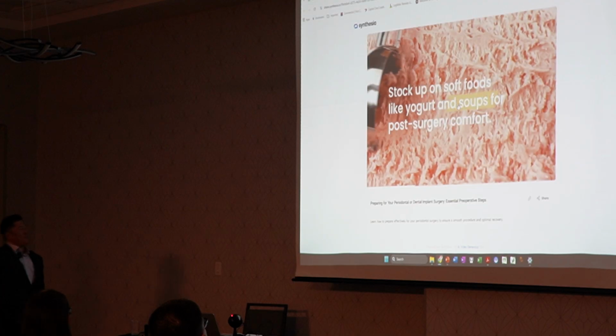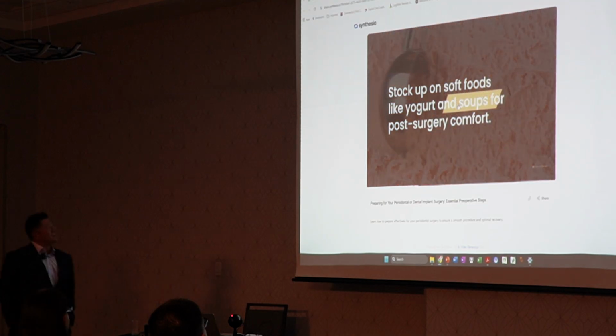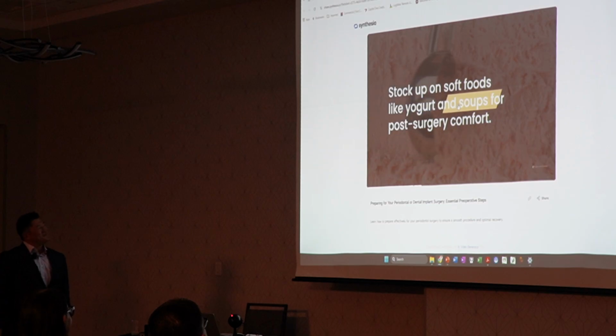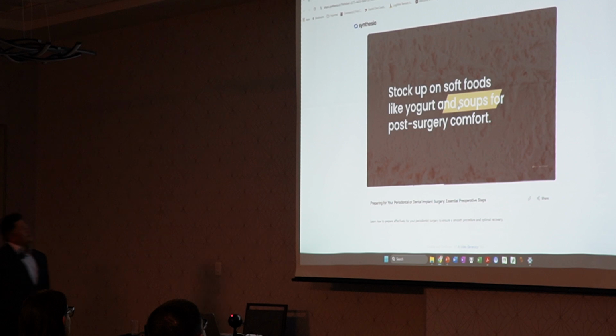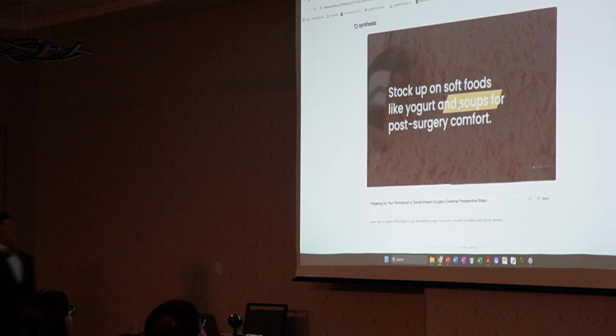Plan ahead. Make sure you have plenty of soft foods at home, such as yogurt, soups, mashed potatoes, and smoothies. Avoid foods that are hard, crunchy, or require chewing. Arrange for someone to help you with aftercare, especially if you'll be sedated during the procedure. Avoid strenuous activities. Plan to take it easy for at least 48 to 72 hours after surgery. Avoid intense exercise or activities that may increase your blood pressure.